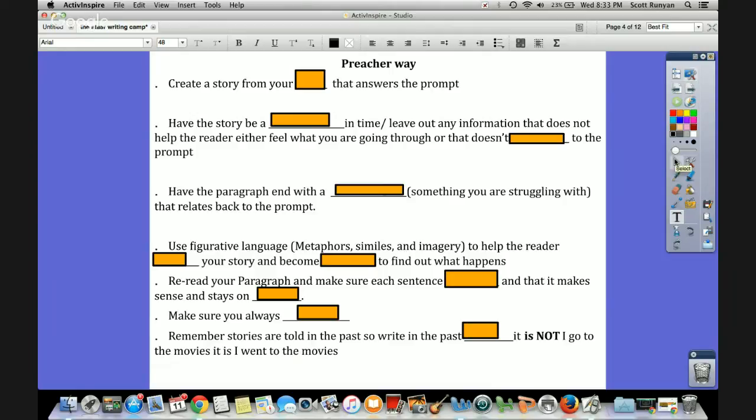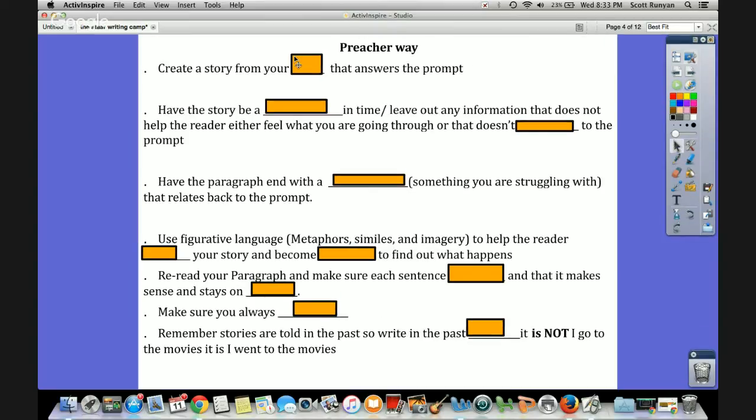So the first one is you're going to create a story from your life that answers the prompt, right? So these aren't just random stories. These are stories from our lives that we can really relate to and we can go into detail about.